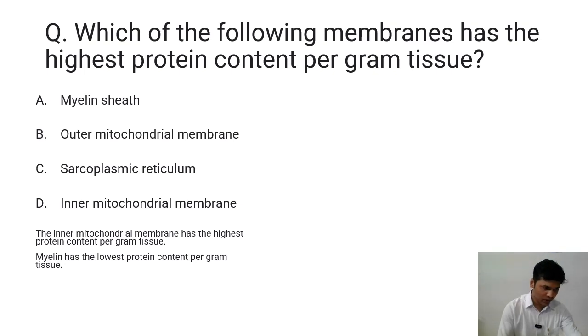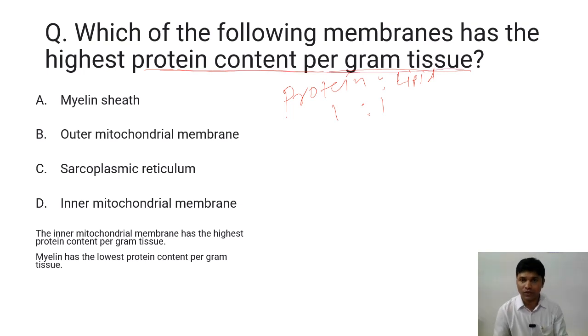Okay, so here the question is: which of the following membranes has the highest protein content per gram of tissue? Normally the protein and lipid content is almost 1:1, so the same amount of protein and lipid. Per gram of tissue, protein content is normally a 1:1 ratio, 1 gram protein to 1 gram lipid.